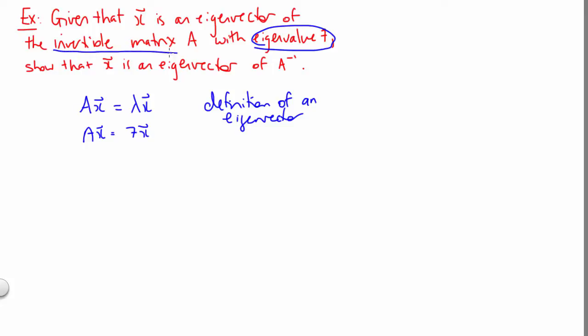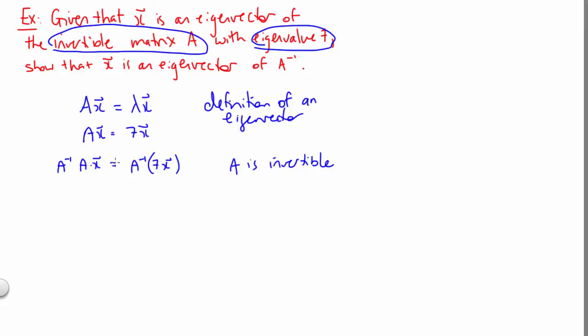Now we're told that the matrix A is invertible, which allows us to multiply on the left by A inverse. And I'm going to put some brackets on the right side just to make it a little bit easier to read. So A inverse times Ax must be equal to A inverse times 7x. The justification here, I'm going to note that A is invertible. That's why we're sure that A inverse exists and that this is a valid step.